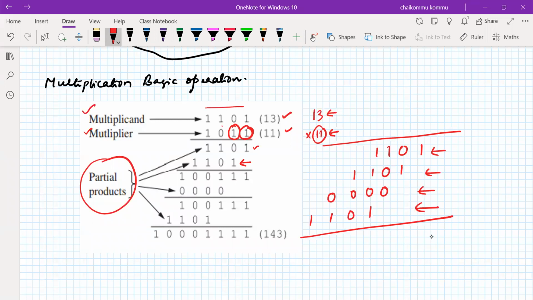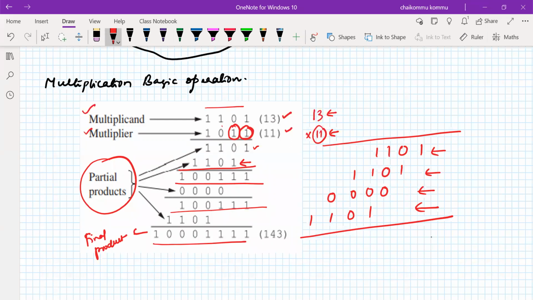Instead of doing it like this, after two rows are completed, they are added here, and the result is something like this. Now the third one we have to multiply and add with those two, and again the fourth one. This is called the final product. So this is the basic operation, or the conventional multiplication operation. This is not the best method to implement the circuit. It has some drawbacks: because of the large number of devices, the hardware cost will be very high if you implement this method.